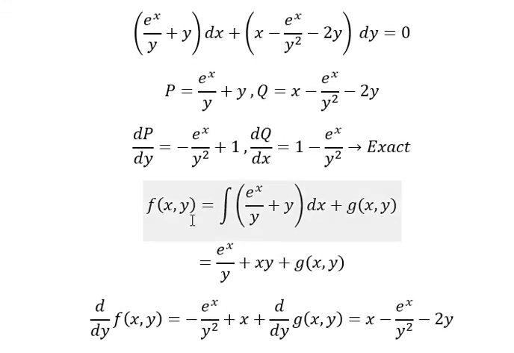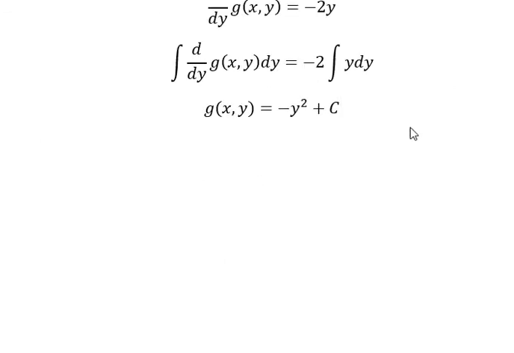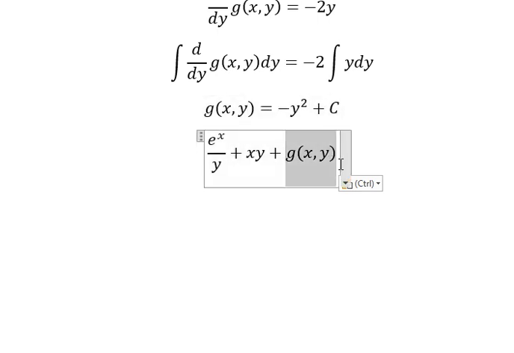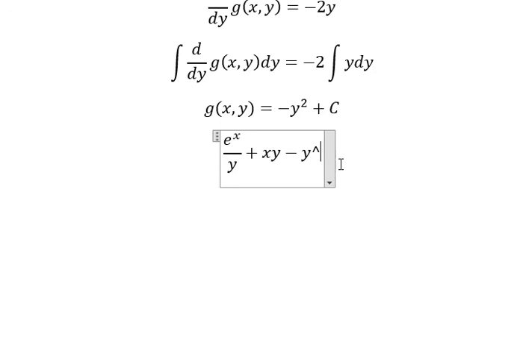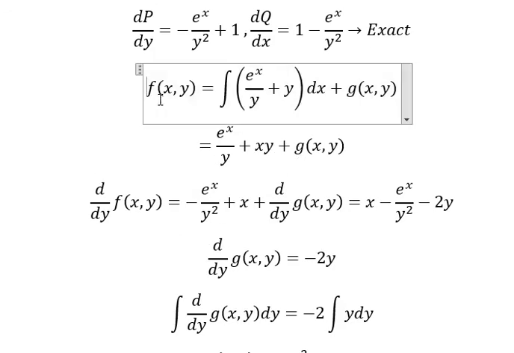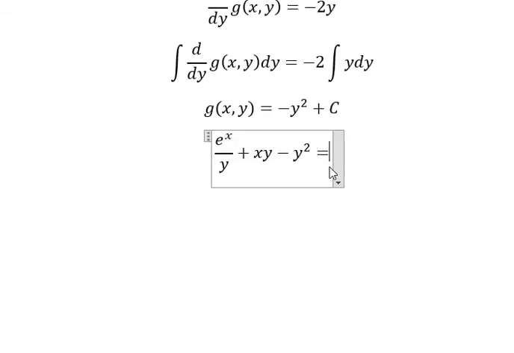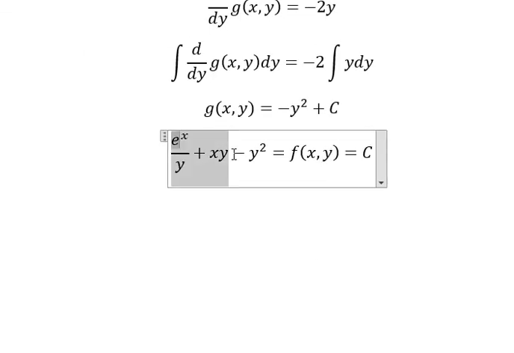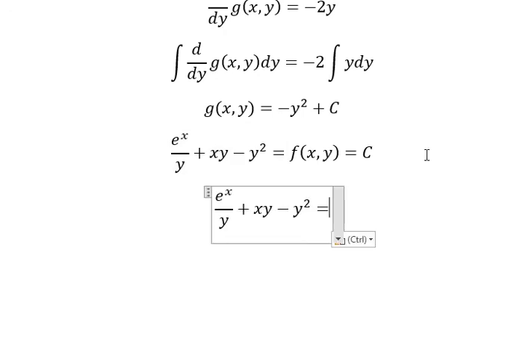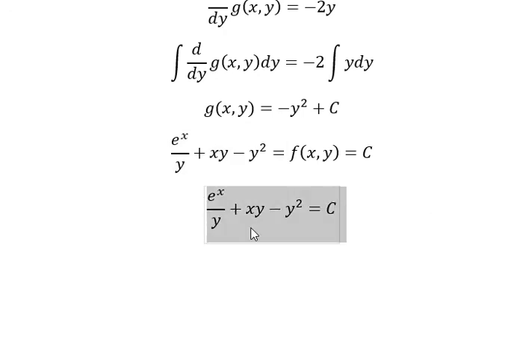And now we go back in here. So we have 3xy, we change by this one. And we know that this one equals to f of x, y. F of x, y equals to c. And now we simplify. And you got like this. This is the final answer. And now we multiply both sides by y.